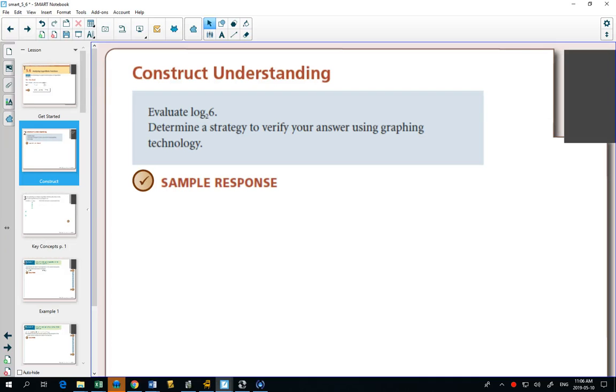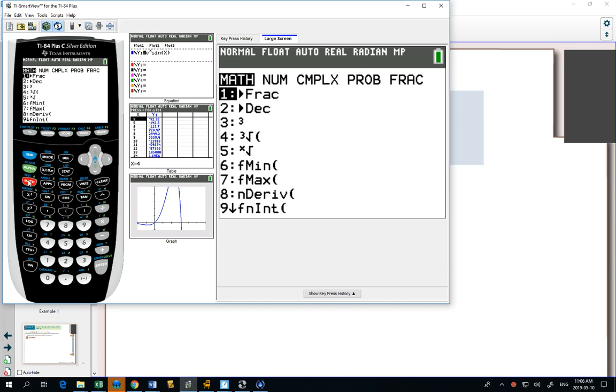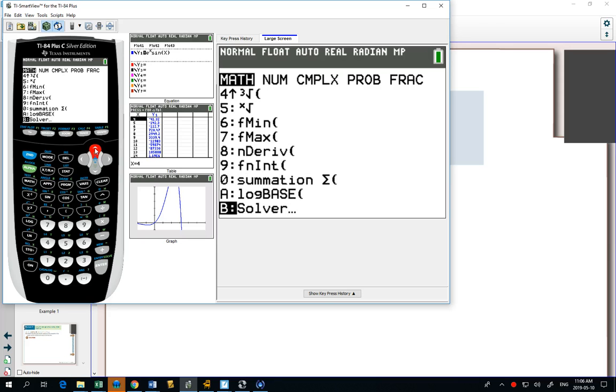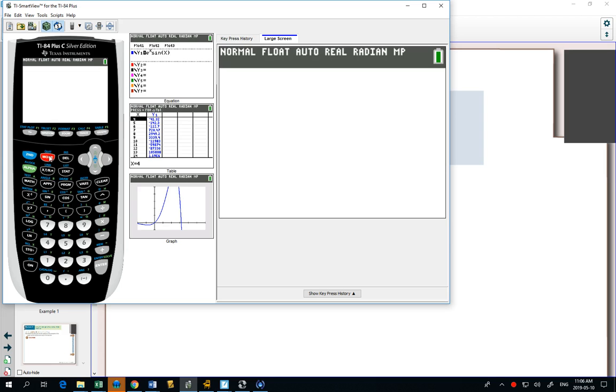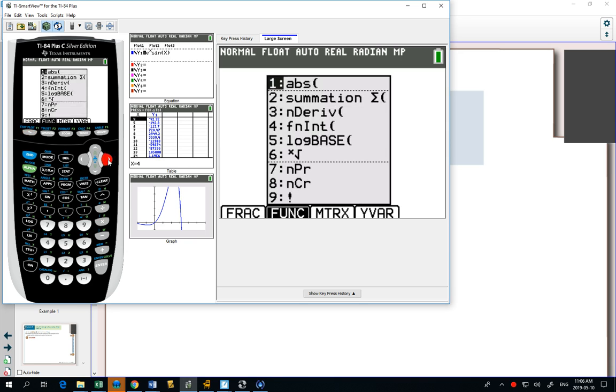Okay, so you evaluated those first logs, and now we want to evaluate log base 2 of 6. For those of you that are lucky and have the newest calculator operating system, it has this built in. You can find it by pushing the math button and going down to 0, or A, log base, or you can also find it in your alpha menus. So you know how you do the fraction by going alpha F1? Well, if you arrow over, it has some functions, and number 5 is log base.